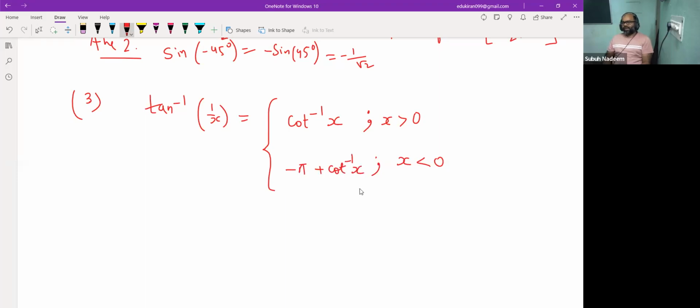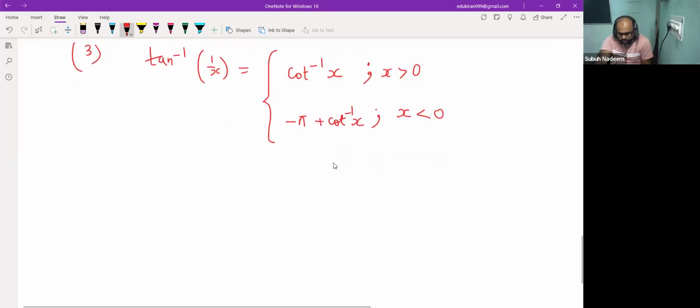So why is there a variation here? In the earlier two cases, sin inverse 1 by x is cosec inverse x, and sec inverse 1 by x was cos inverse x. But in tan inverse 1 by x, it has two different cases. So here the principal value is taken into account.